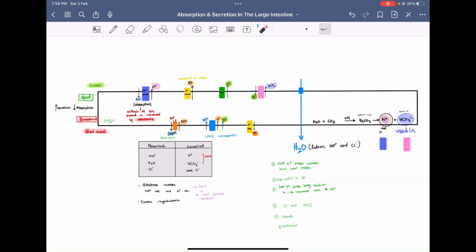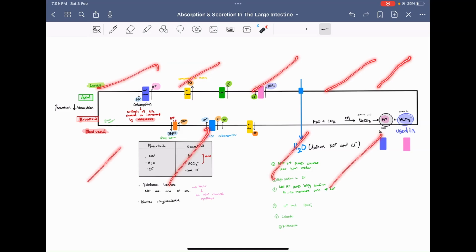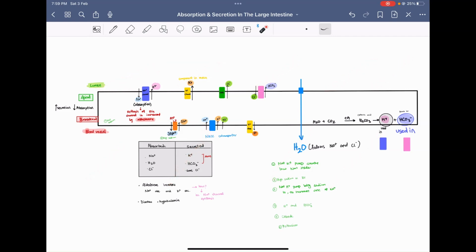So first let's orient ourselves on what is happening in the picture. I've drawn a cell over here in black, and this side represents the lumen of the large intestine, while this side represents a blood vessel. Anything going inside the blood vessel means that we are absorbing it, and anything going outside into the lumen means that we are secreting it.